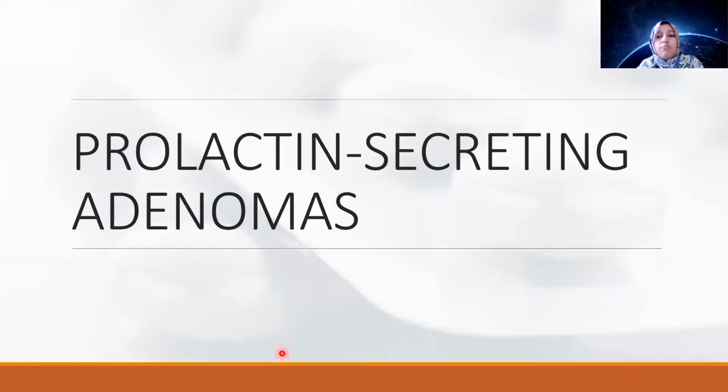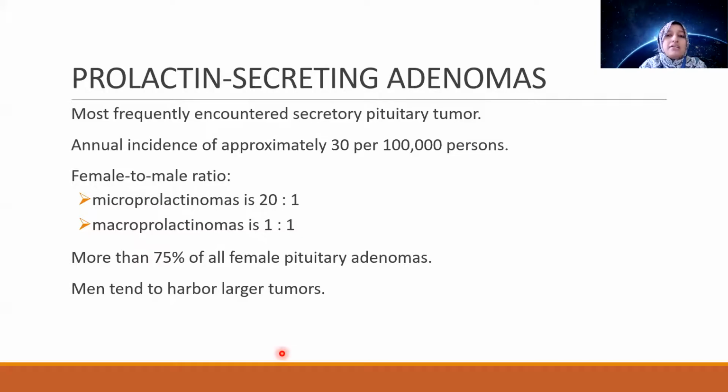Now we will start the topic of prolactin secreting adenomas. Prolactin secreting adenomas are the most frequently encountered secretory pituitary tumor. So when we talk about pituitary adenomas in general, the commonest type of pituitary tumor is a prolactin secreting pituitary adenoma. And the annual incidence is approximately 30 per 100,000 persons, with slight variation depending on ethnicity or geography.